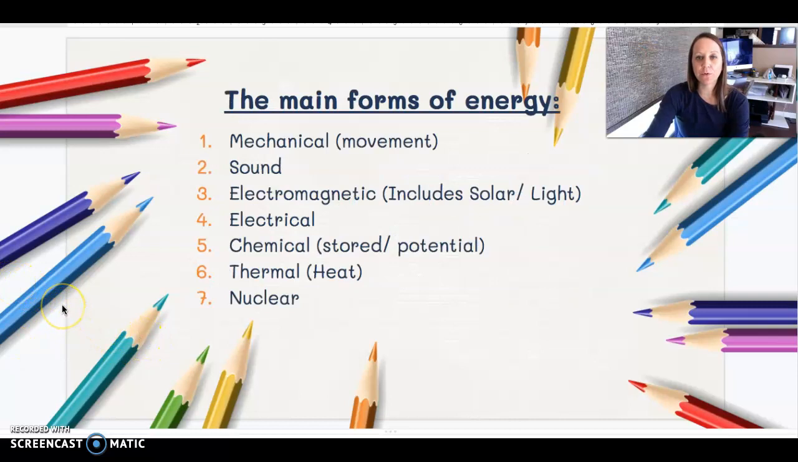The seven main forms of energy are mechanical energy, sound energy, electromagnetic, which includes solar and light, electrical, chemical, which is stored or potential energy, thermal energy, and nuclear energy.